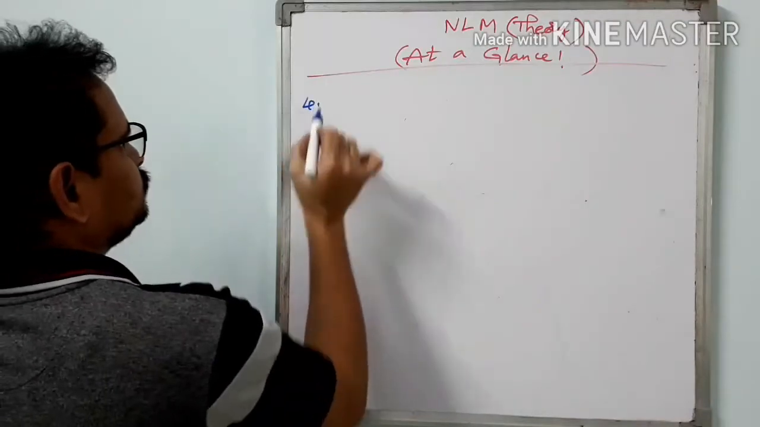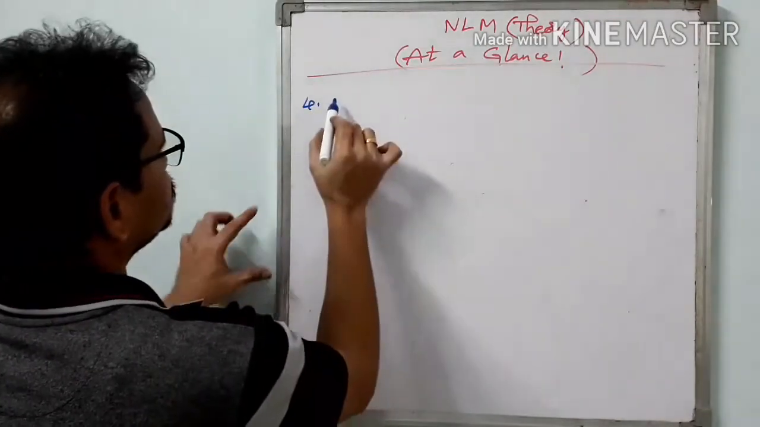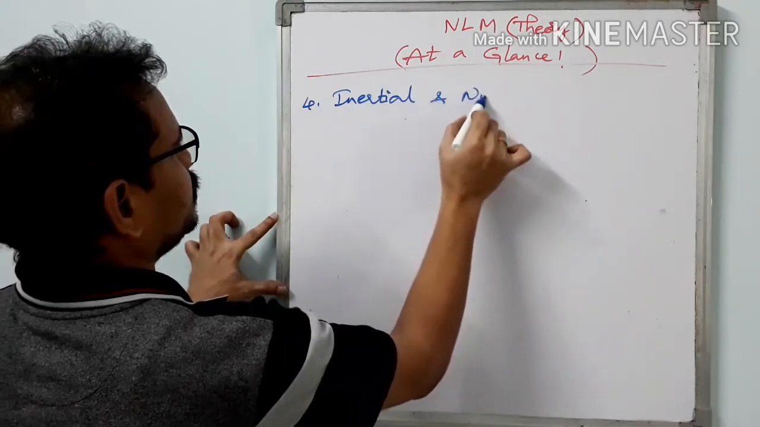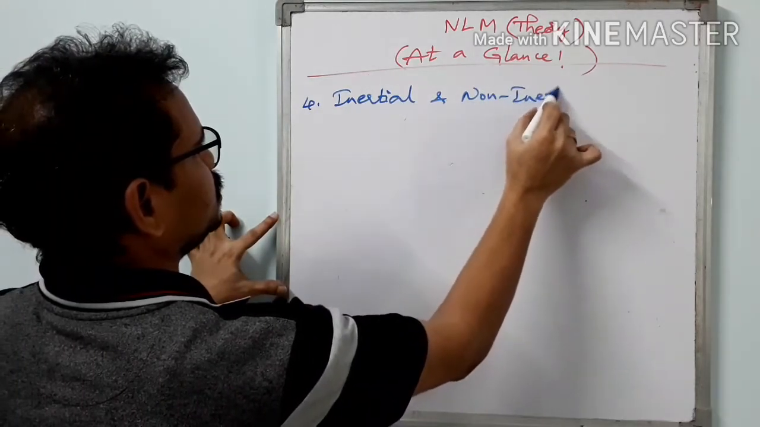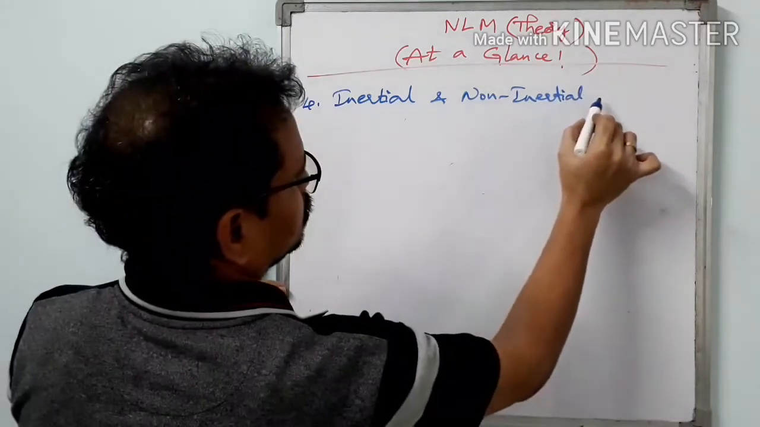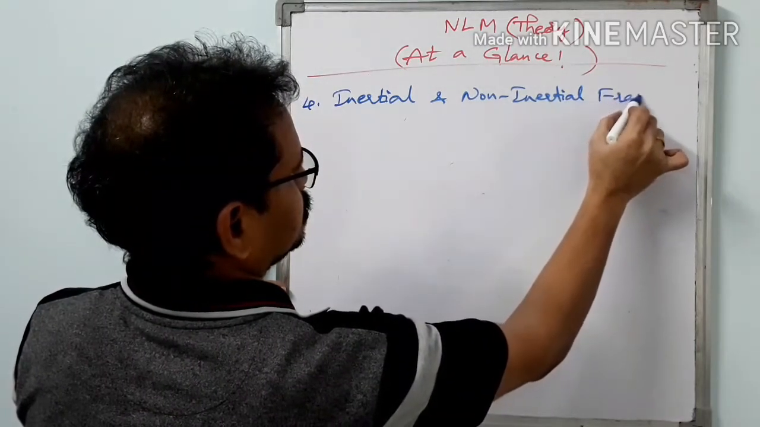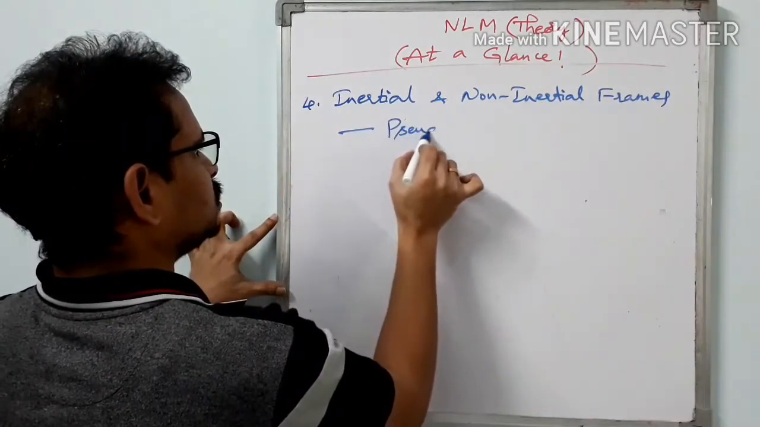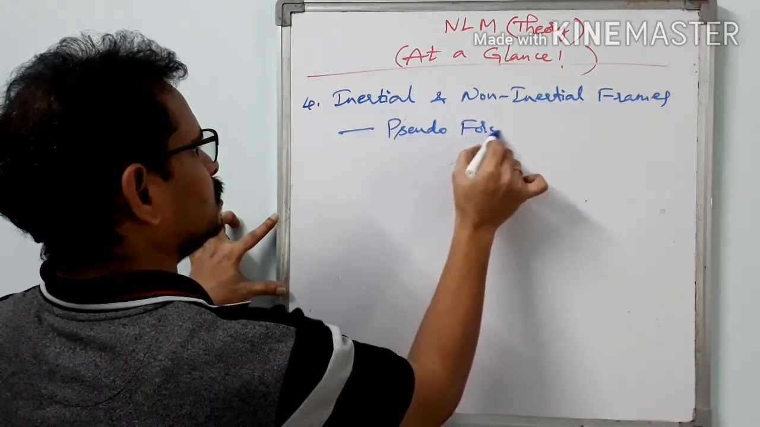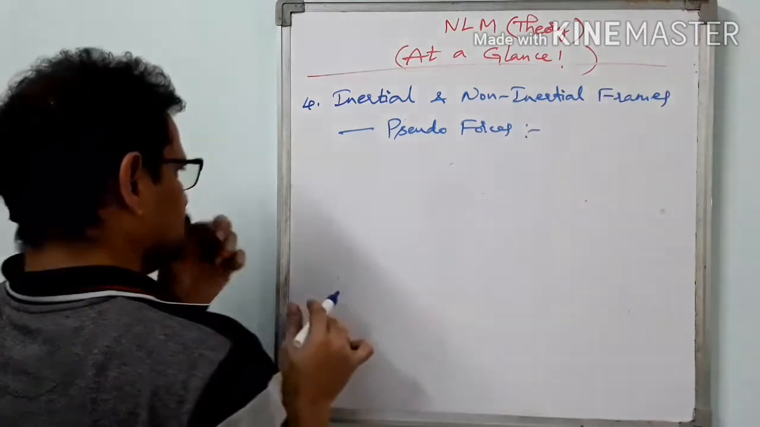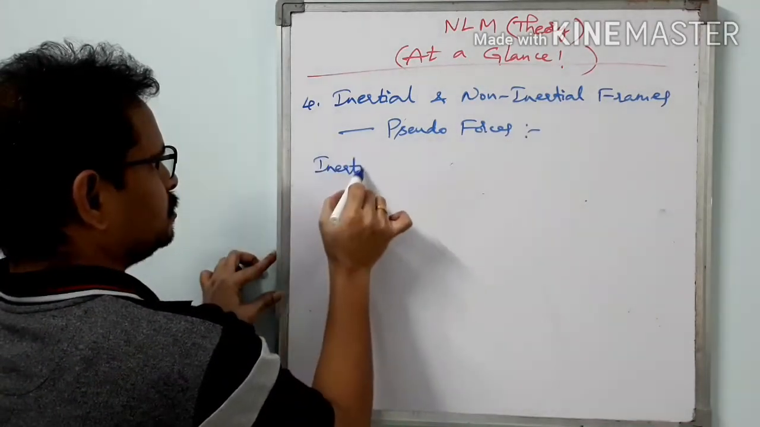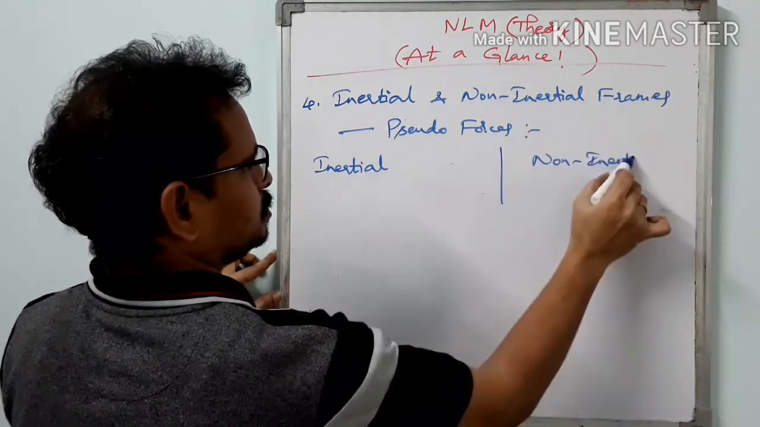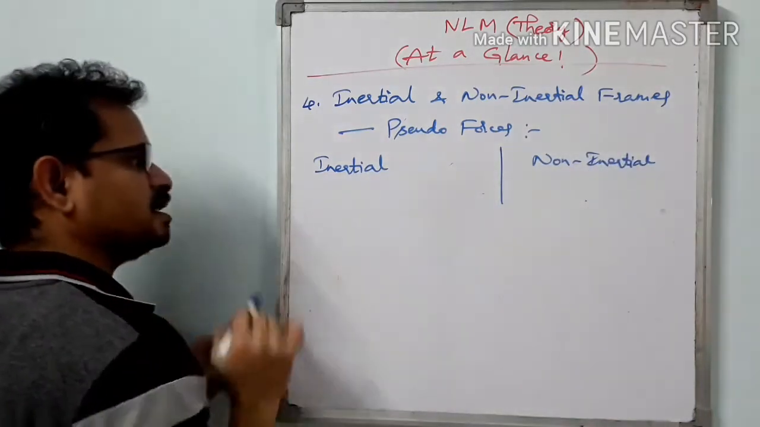Next, the fourth one: inertial and non-inertial frames of reference and pseudo forces. So what is the inertial frame of reference and what is the non-inertial frame of reference? What is an inertial frame of reference?